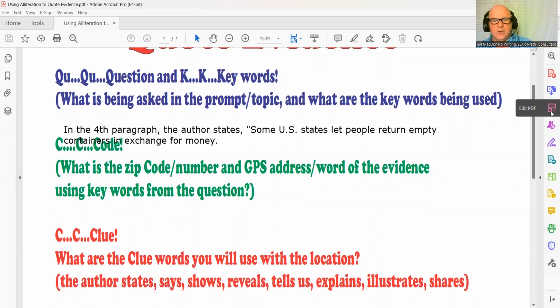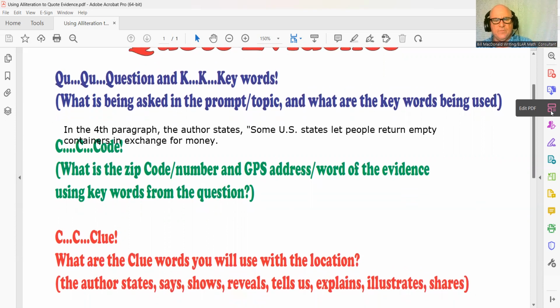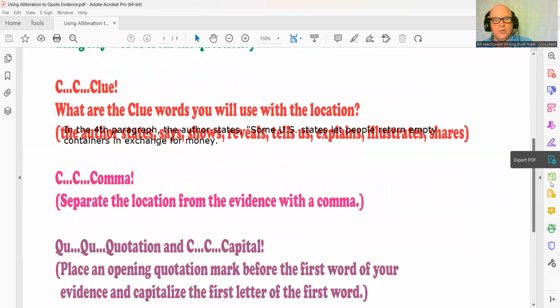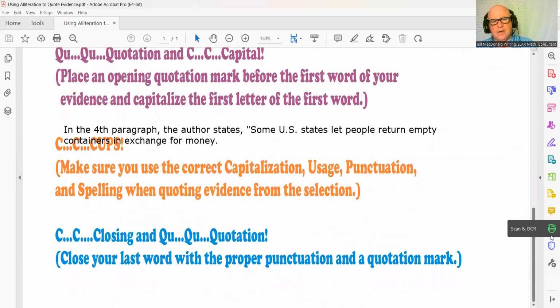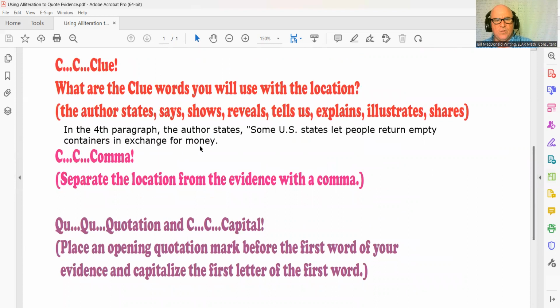Then you'll use a clue word to help you with the location, letting you know that the author of the selection said this. The author states, K comma, K quotation, K capital, K cups, K closing, and K quotation. All of that has to happen to make this sentence work. And the only one that we don't have there, if you notice, is our closing quotation, if we're going to use direct quotations. And so there are what I call the Ks of using direct quotations to quote evidence.